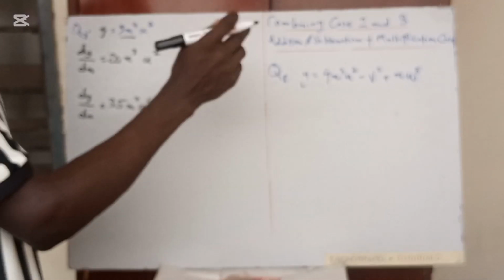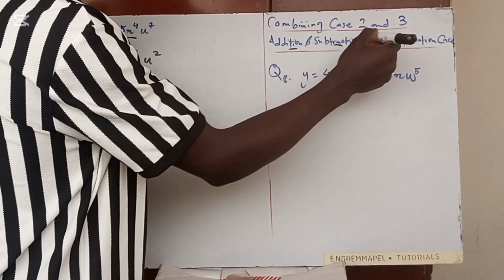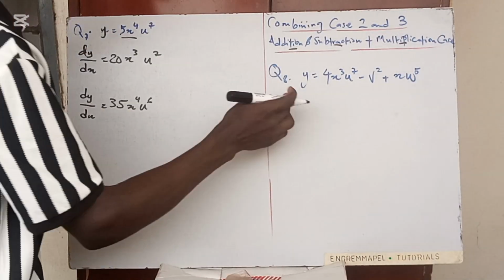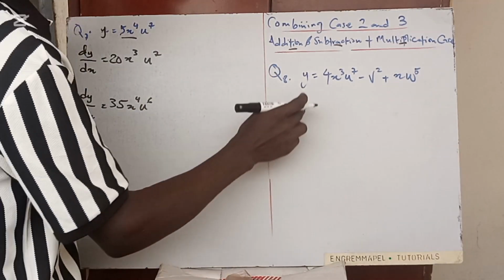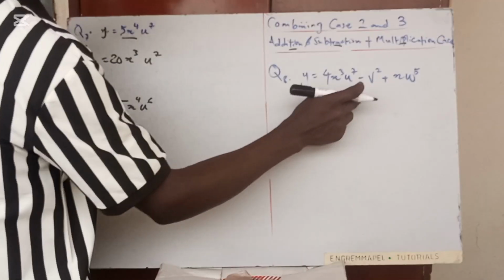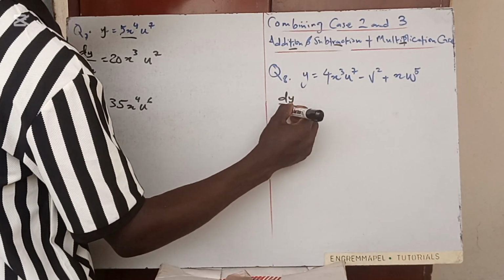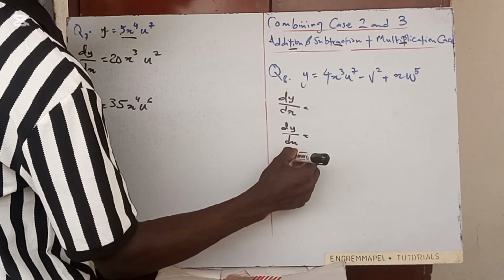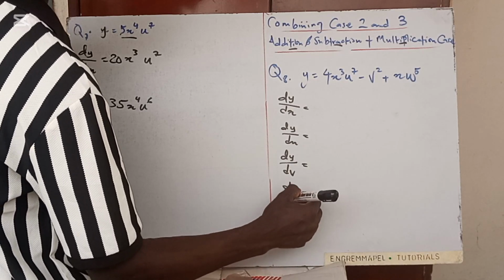Now here we are, this is the last part, combining case 2 and case 3. We are combining addition, subtraction and multiplication together. So now it's very simple. You have to be calm and you have to be very careful. In this single question, I can differentiate with respect to 4 entities. I can say dy/dx, I can say dy/du, I can say dy/dv, and I can say dy/dw. So you have to be very careful. Let me write everything out: dy/dx, dy/du, dy/dv, and dy/dw.